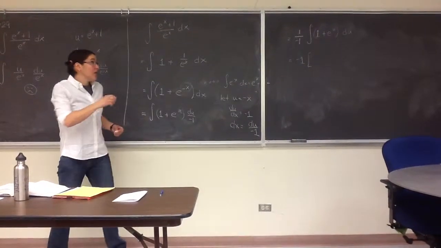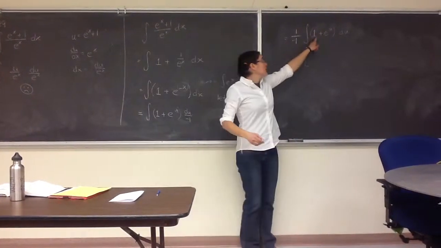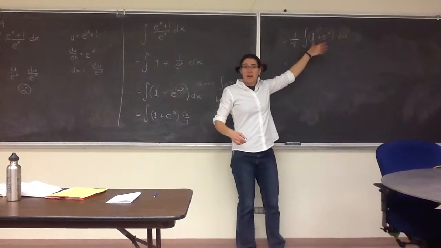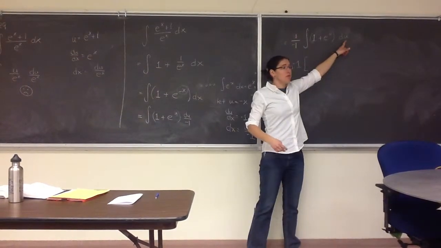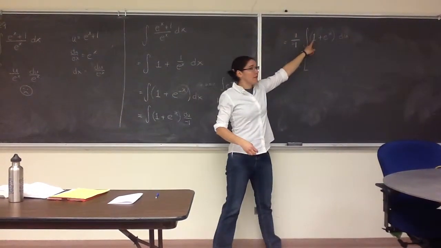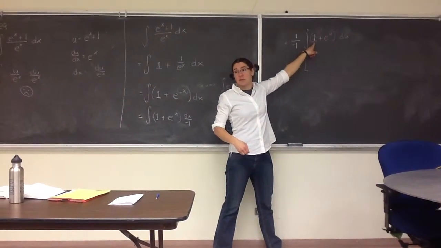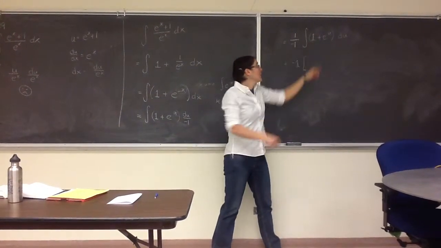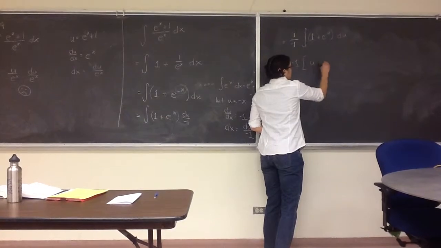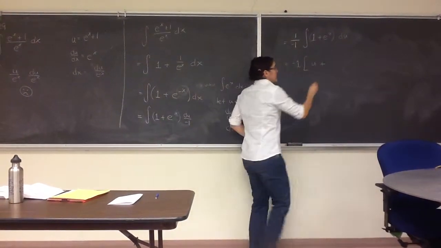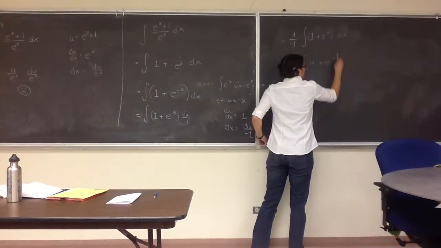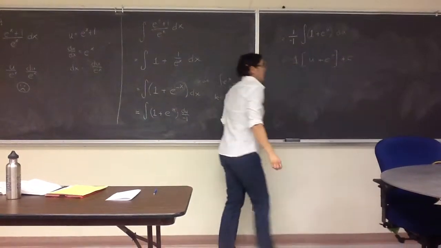Now, here's another asterisk that you may want to consider. Because we have changed our integral in terms of u's, when I take my antiderivative of the constant, my antiderivative is going to be a u rather than an x. So I've got a u plus the antiderivative of e to the u, which is e to the u. And then a plus c on the end.